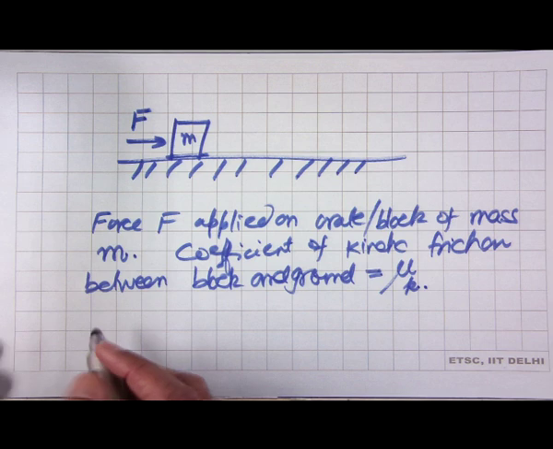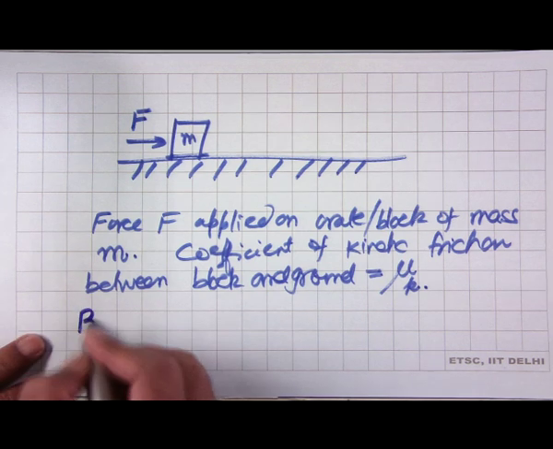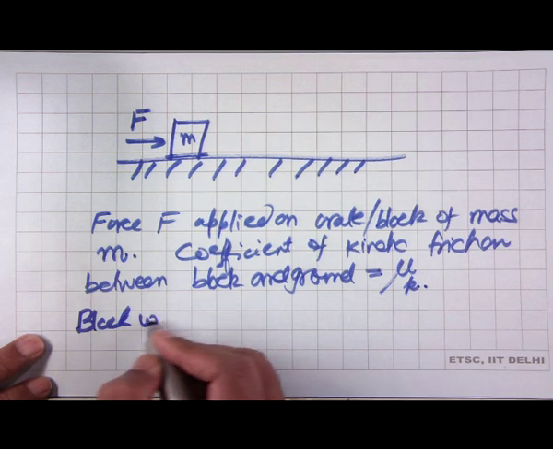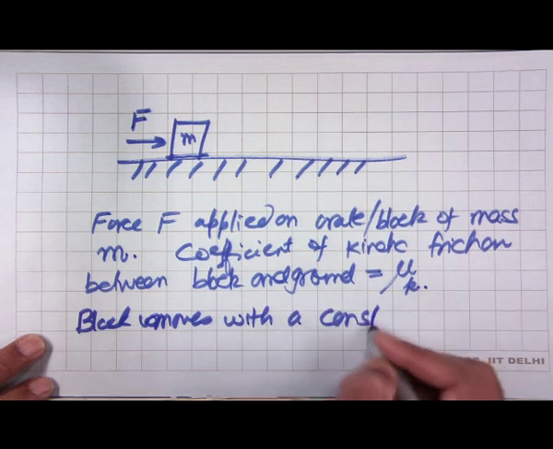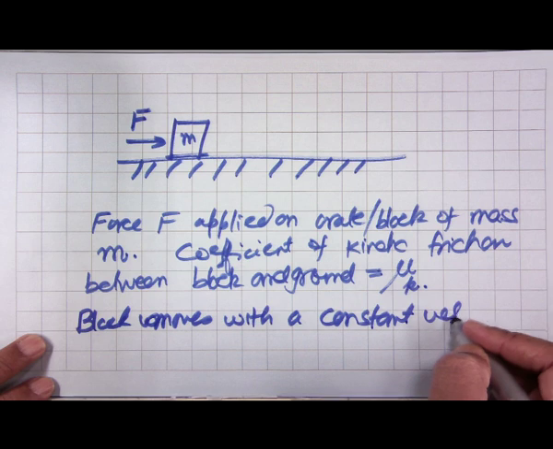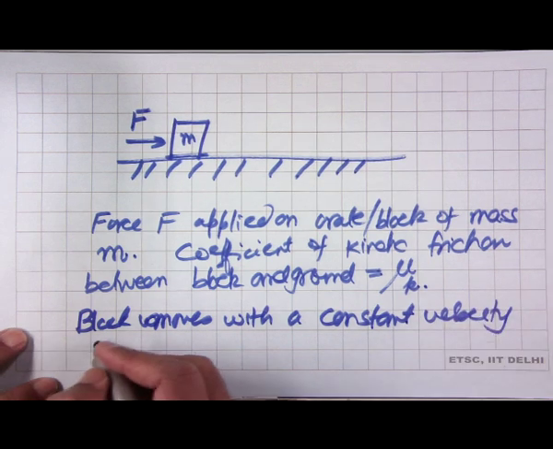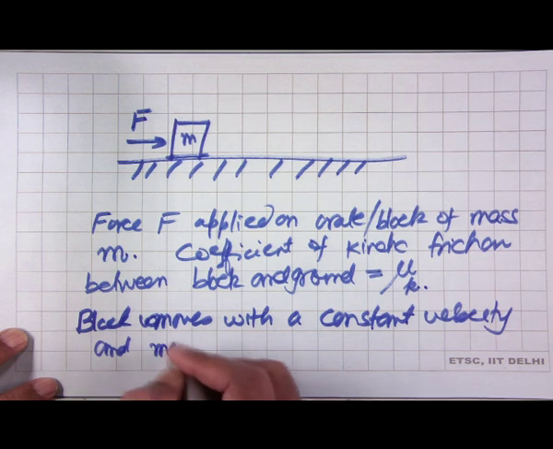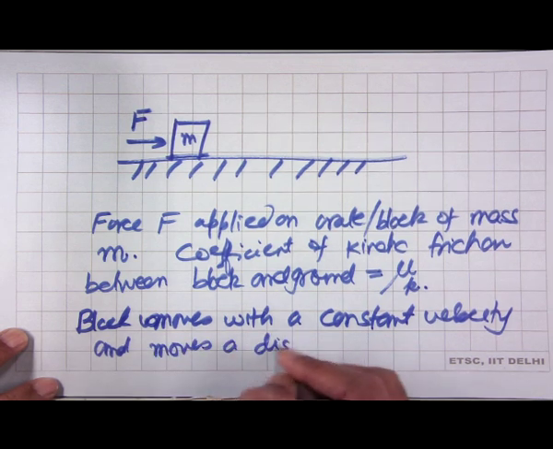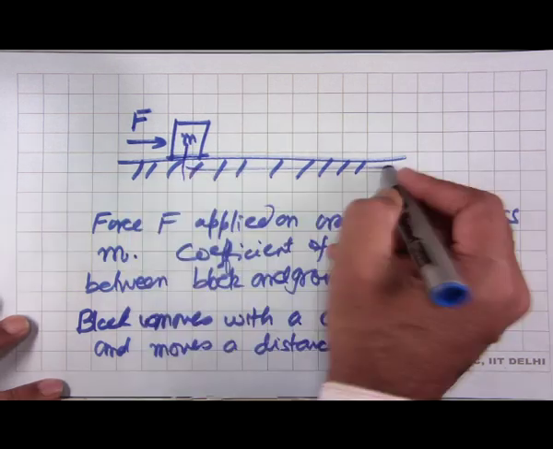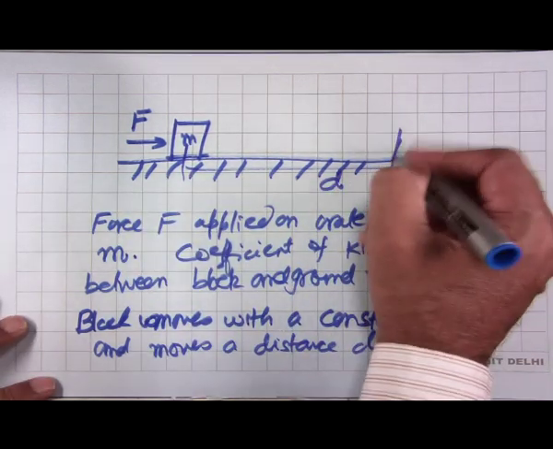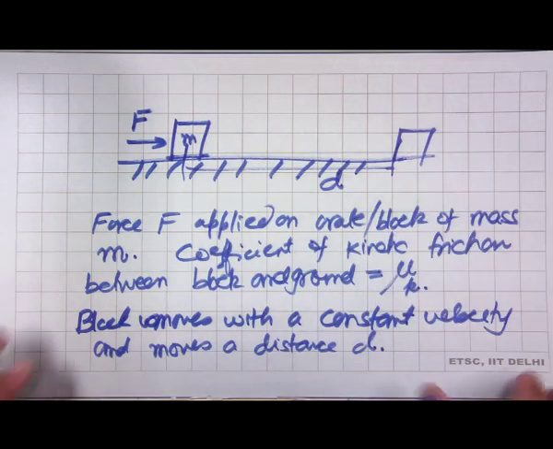It is also given that the block moves with a constant velocity and moves a distance d. So, it moves with a constant velocity over a distance d. It starts from here, let us say it has moved a distance d. So, this is the final position of the block.